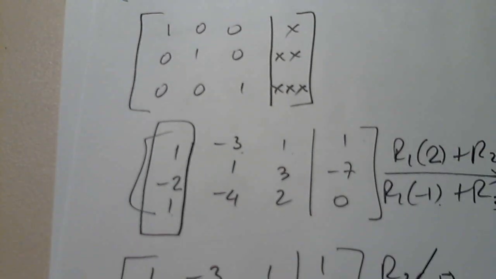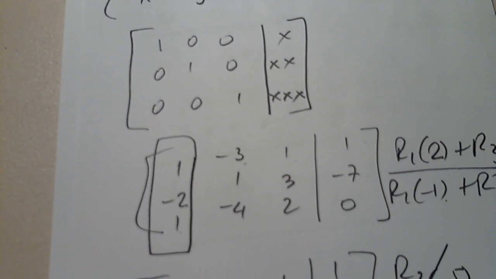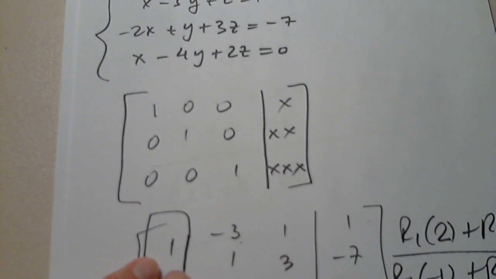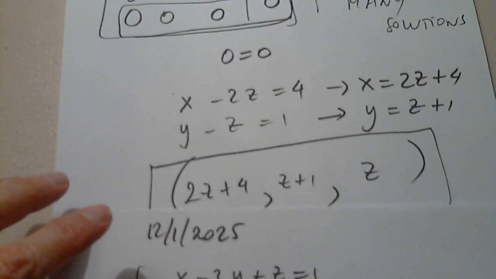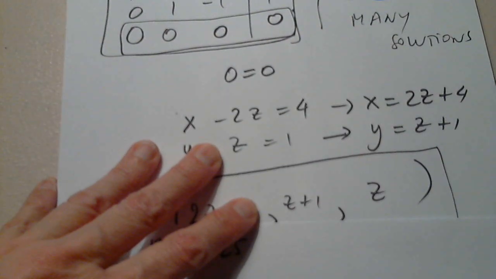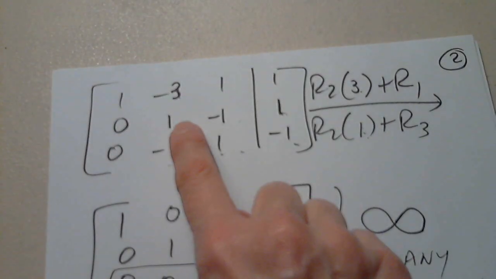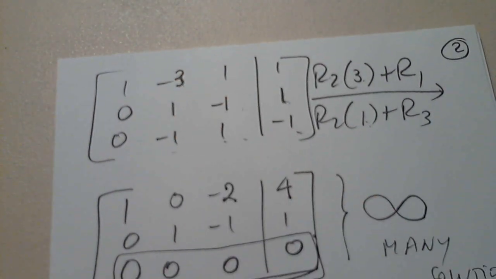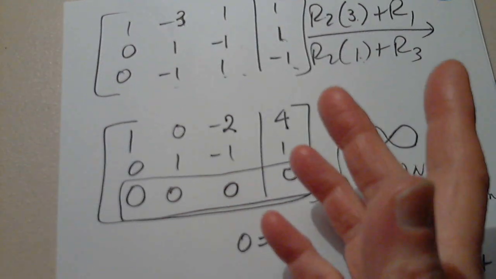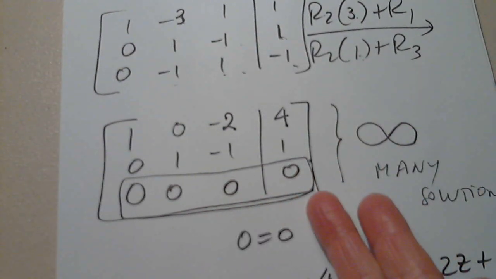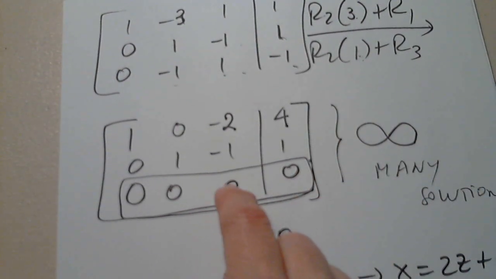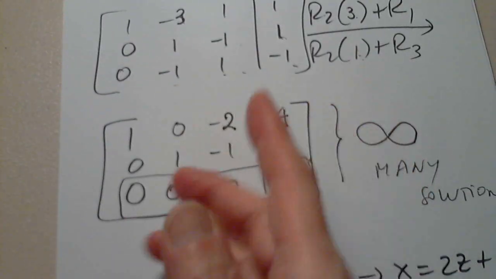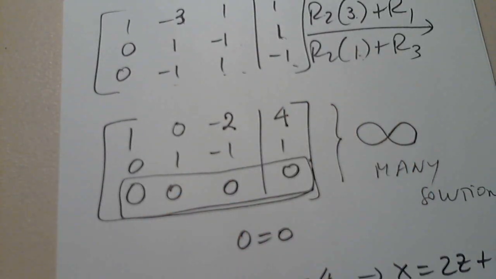So the idea is to understand the steps. The first step is to have 1 here and then eliminate these 2. The next step is to have a 1 here and eliminate these 2. And the last step is to have, we didn't get there because it was already 0 equals 0. We have to get a 1 here and then eliminate these 2. It was not the case here.